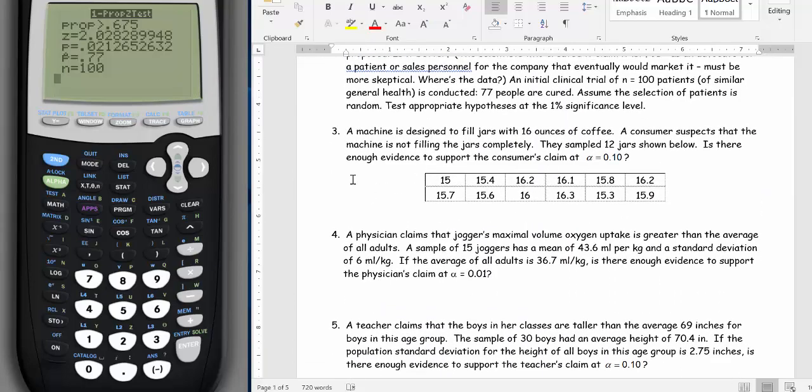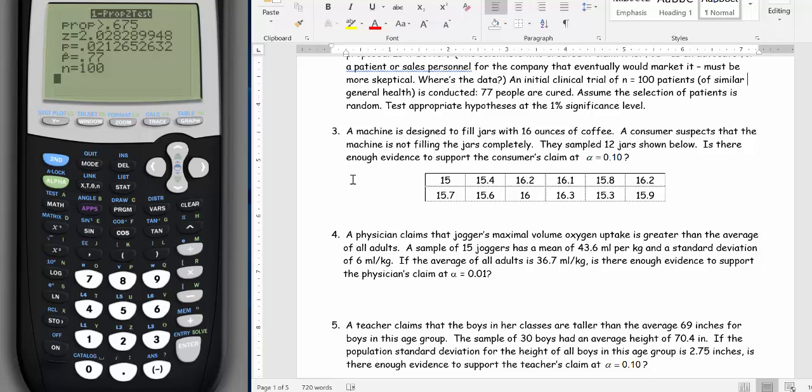It is not about the proportion anymore, it's about the mean, which is, I believe, section 10.3 now in your book. But we're testing the population mean now. A machine is designed to fill jars with 16 ounces of coffee. A consumer suspects that the machine is not filling the jars completely. They sample 12 jars shown below. Is there enough evidence to support the consumer's claim?